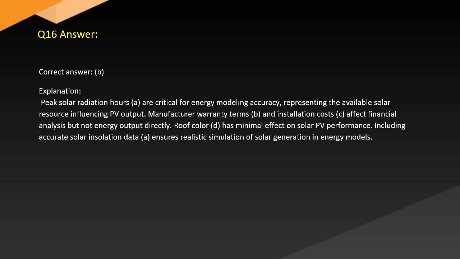Answer. Correct answer: B. Explanation. Peak solar radiation hours are critical for energy modeling accuracy, representing the available solar resource influencing PV output. Manufacturer warranty terms, B, and installation costs, C, affect financial analysis but not energy output directly. Roof color, D, has minimal effect on solar PV performance. Including accurate solar insolation data, A, ensures realistic simulation of solar generation in energy models.